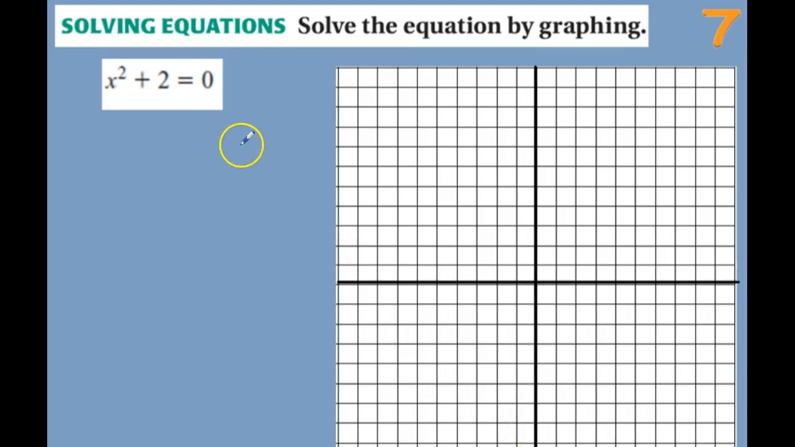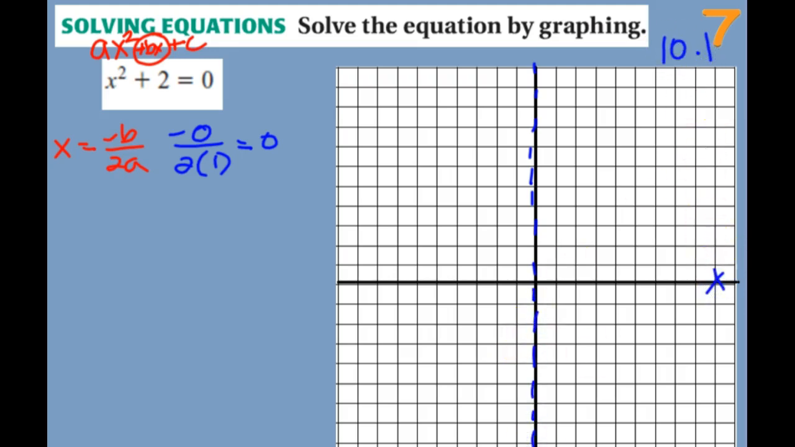Last one like this, solve by graphing. This one, you guys, you need to be careful. We have ax squared, bx, plus c. We have a and c. There is no middle term. There's no x's in this equation. So when we find our axis of symmetry, negative b over 2a, this graph, you guys, negative b, well, there is no b. This would just be 0. Our axis of symmetry is at when x is 0. This goes back to our first day of 10.1.